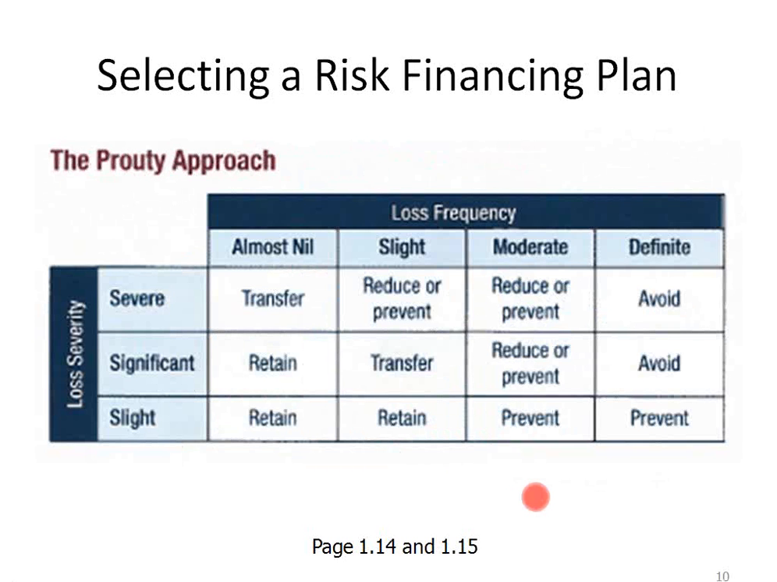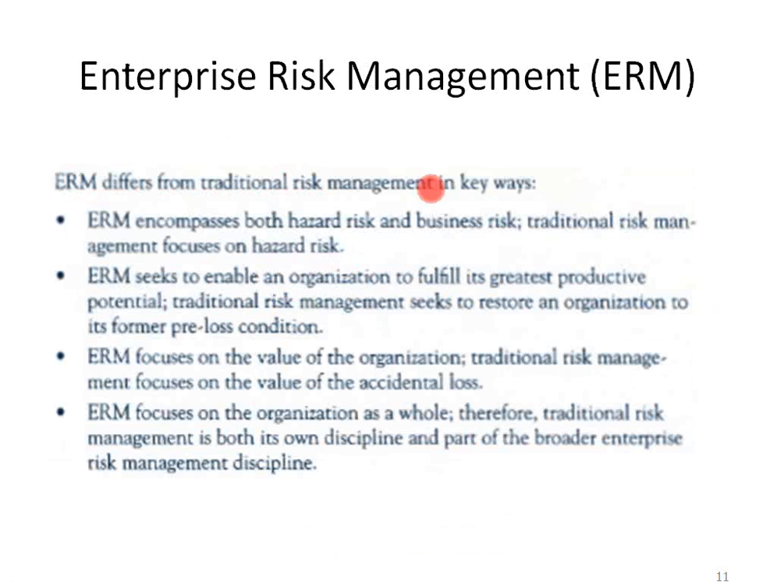And then also, this basically goes back to what I was talking about. If you understand the Prouty approach, when a loss is definitely going to occur and it's severe, that was the top triangle we talked about, that's when you want to avoid it. And then we talked about transfer and retain, when you want to do these things. Again, transfer almost never happens, but for severe losses you typically will want to transfer at that point.